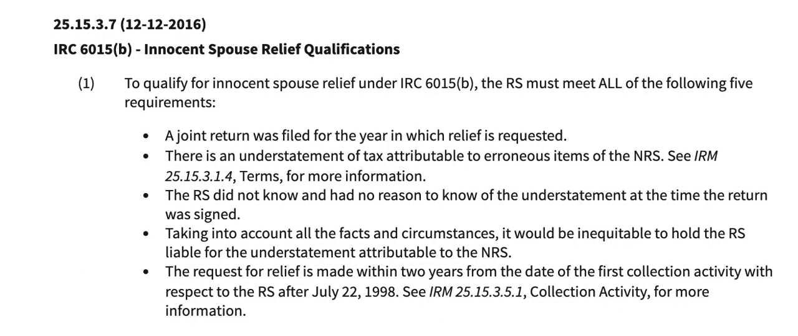3, the requesting spouse did not know and did not have reason to know of the understatement at the time the return was signed. 4, taking into account all the facts and circumstances, the IRS decides that it would not be fair to hold the requesting spouse liable for the underpayment that's attributable to the other spouse. And then 5, the request for relief is made within 2 years from the date of the first collection activity with respect to the requesting spouse.